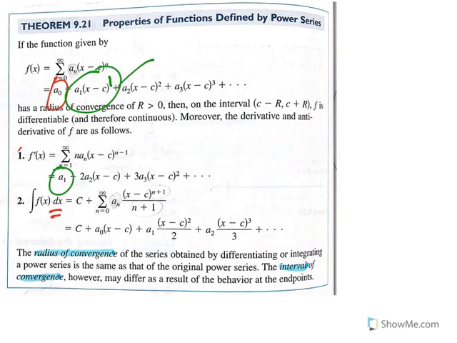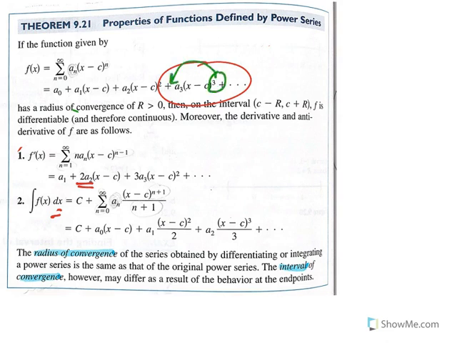How do you differentiate this term? It's a second degree power function, so you would bring the exponent 2 to the front, and you would get 2 times a sub 2 times (x minus c) to the first power, because you subtract 1 from the exponent, and you keep on doing that for the remaining terms in your power series. So you would bring the 3 to the front, so you have 3 times a sub 3, subtract 1 from the exponent, and you will have (x minus c) to the second. Now that's what you're doing, term by term.